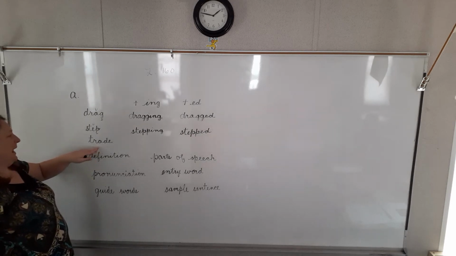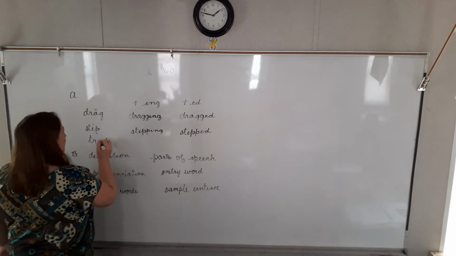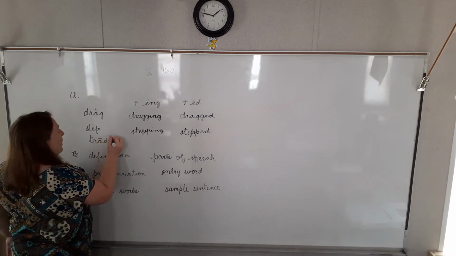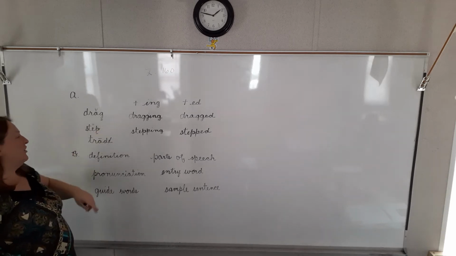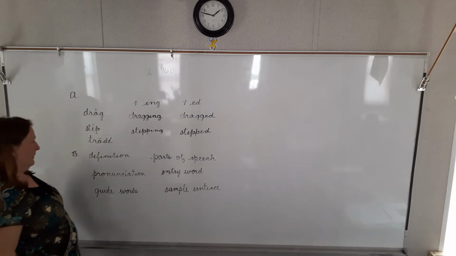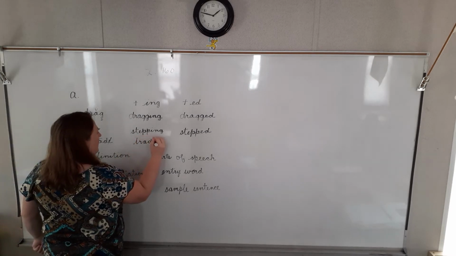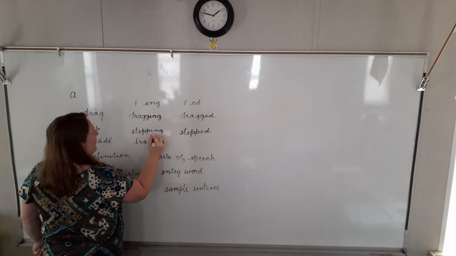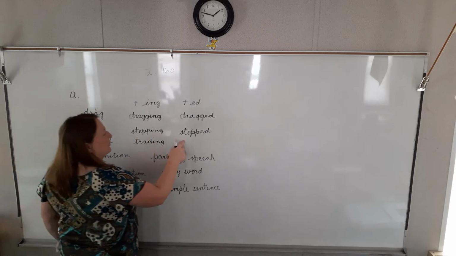Trade. Is a short vowel? No. So A is a long vowel and it has a silent E. So before adding ing, we have to drop the E. Trading. Notice we dropped the E. We don't have an E here. And traded.